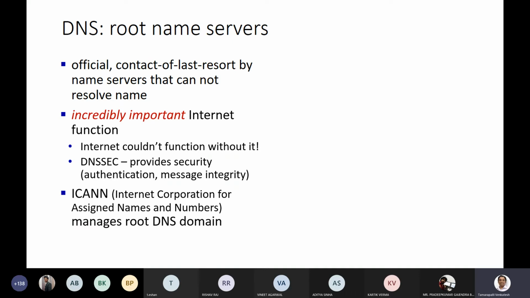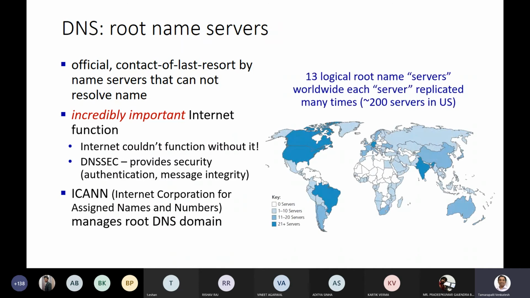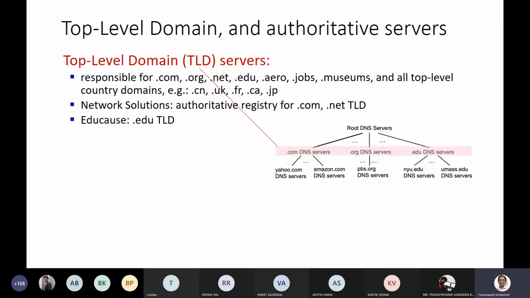And this organization, ICANN, which is responsible for assigning the names and domain IP addresses, is also responsible for managing the root DNS domain. There are 13 such logical root name servers worldwide, and each of these servers is again replicated several times based on the load. As you can see, the dark blue colored ones are countries that have more than 21 servers corresponding to each of these root name servers. Those are based on the population or the internet user base.